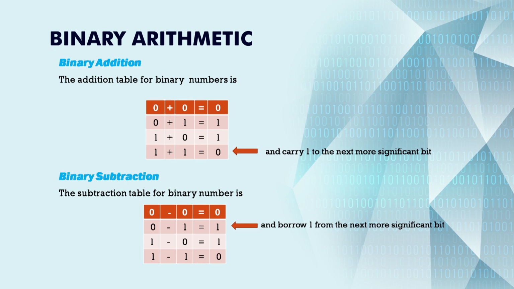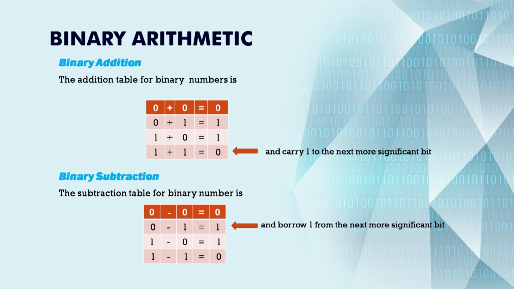There is a table shown. For addition, we have 0 plus 0 equal to 0, then 0 plus 1 equal to 1, then 1 plus 0 again equal to 1, and then 1 plus 1 equals 0, that is the sum part, and we have a carry forward, that is the carry bit 1. Then we go for binary subtraction.